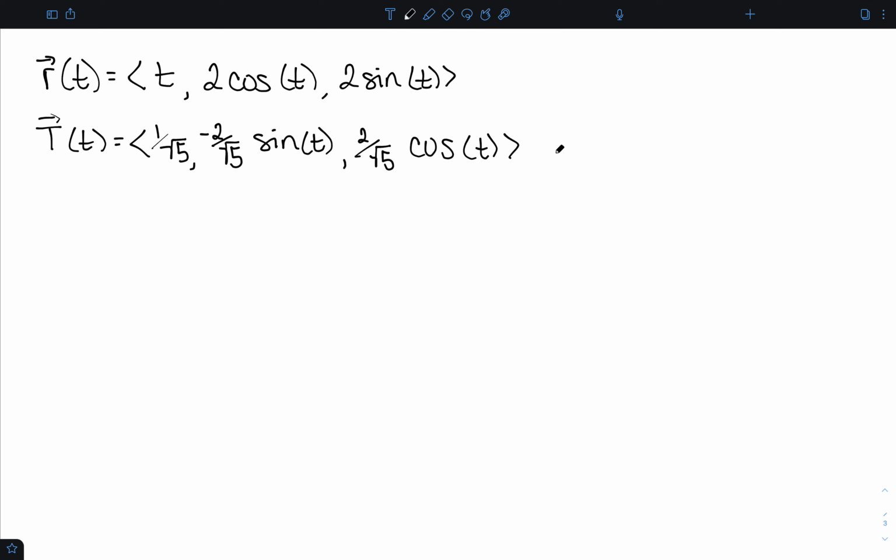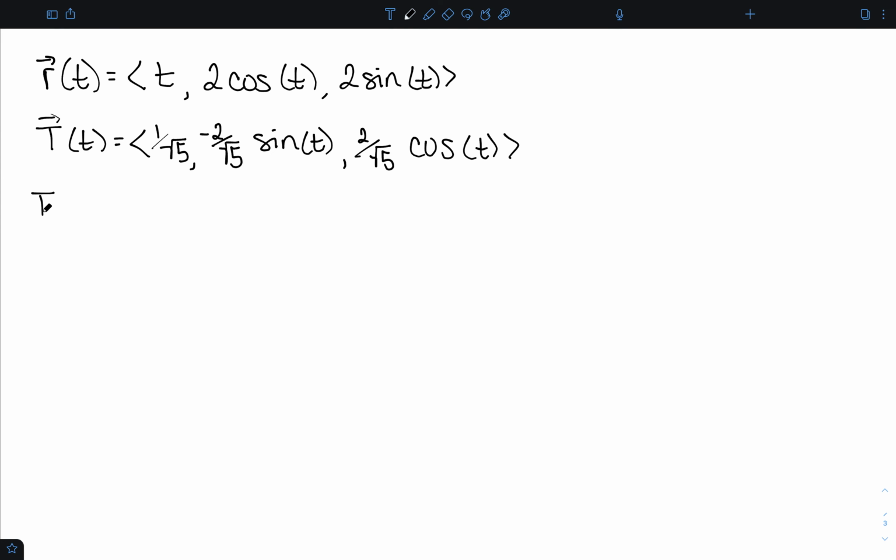As an example, let's consider the vector t, 2 cosine t, 2 sine t. In the previous video, we found the unit tangent vector to be 1 over the square root of 5, negative 2 over the square root of 5 times sine t, 2 over the square root of 5 times cosine t.